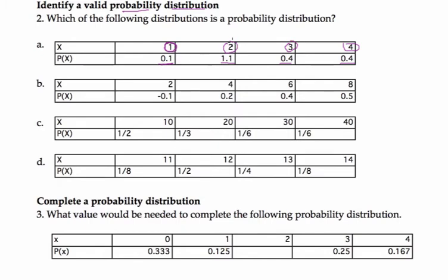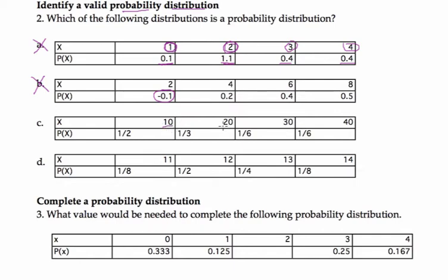0.1. If you're an age of 2, the probability was 1.1. Wait a second, that doesn't make sense. A probability of 1.1? You can't have over 100% of the people, so that is not valid. Your probabilities down here have to be between 0 and 1, which also makes this one not valid because this is a probability. You can't have a probability of negative 0.1.